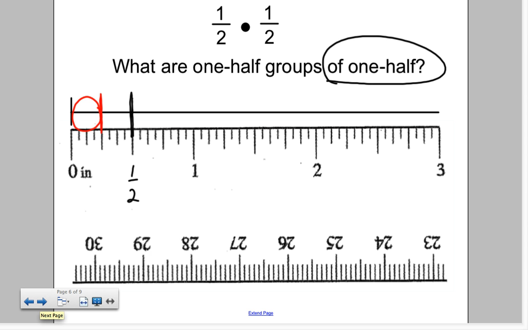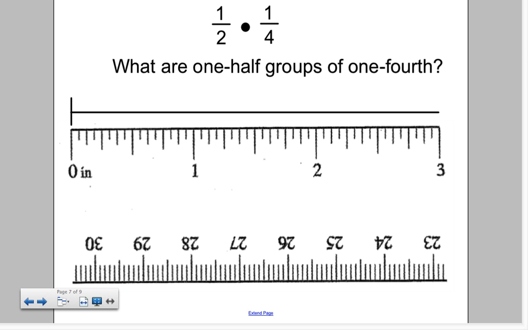Now on the ruler, this point here is 1/4. Now if I look at it again, 1/4, 2/4. Oh, that makes sense. Half of 2/4 is 1/4. So 1/2 times 1/2 is 1/4. Now I'm going to give you another last example here, 1/2 times 1/4.